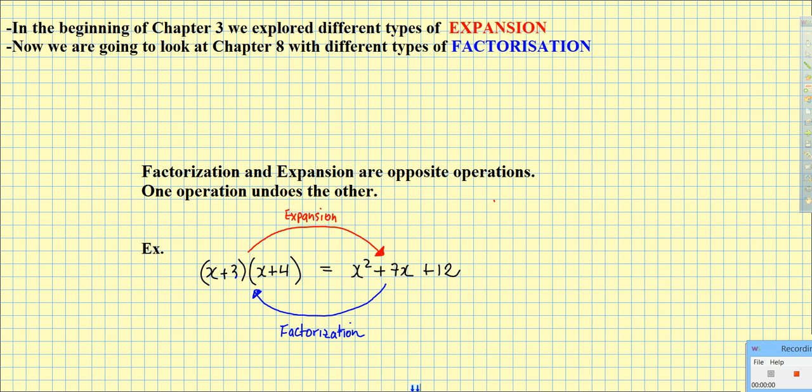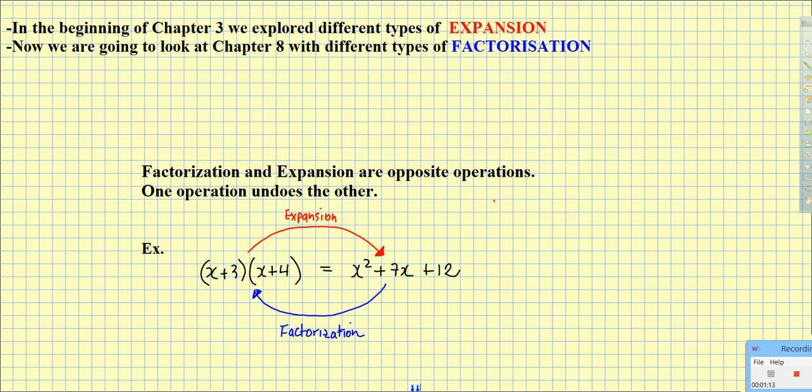Now, as we are factorizing, what we are doing is we are working our way backward, and we're saying what two binomials, or what were the original expressions in the parentheses that gave us the expression that we now have. So if we look at the example, x plus 3 times x plus 4, if we expand that, it becomes x squared plus 7x plus 12, and we did that by using FOIL. And if we're going to factorize, what we're doing is we are placing back in the parentheses.